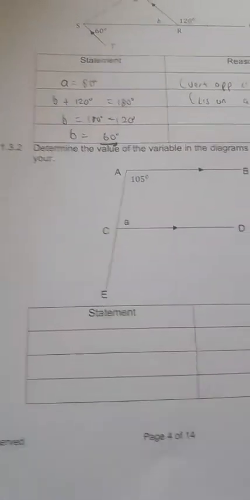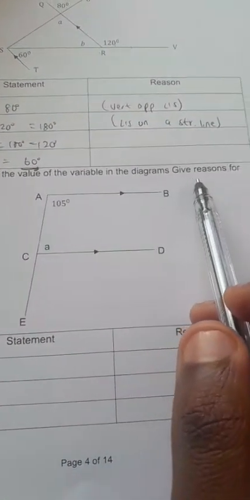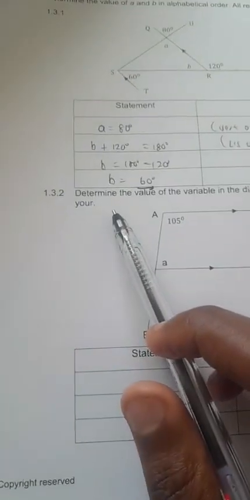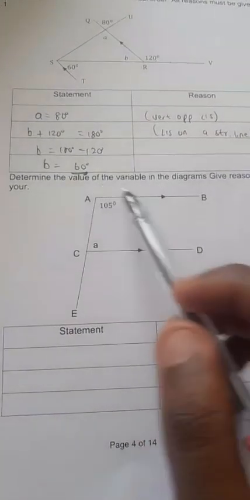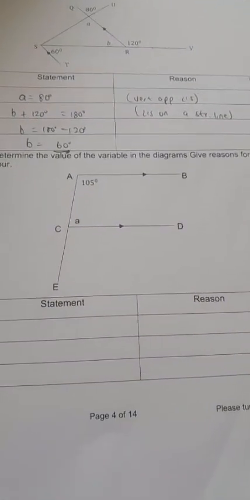Okay. All right, let's go. Let's move on to the next one. Determine the value of the variable in the diagrams. Give reasons for your answer. So of course we're going to give reasons for our answer. So look at this diagram. It's so nice, so straightforward.